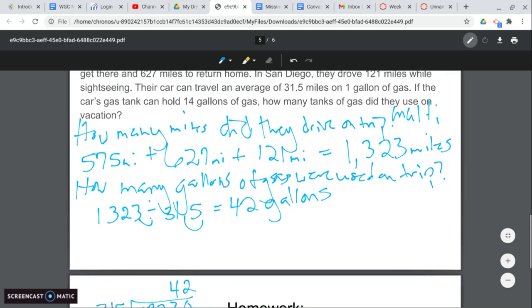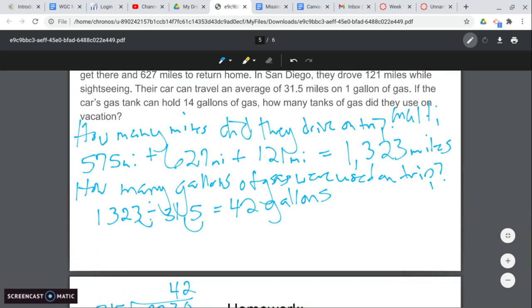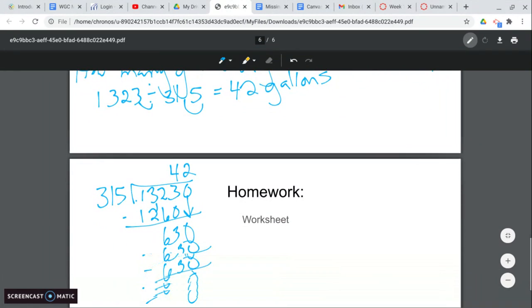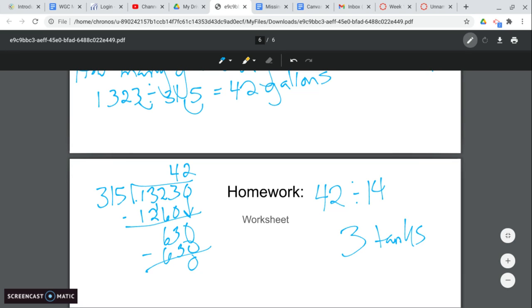Now, the last part of this, we want to know how many tanks of gas did they use on vacation. Well, it tells us the car can hold 14 gallons of gas. We know they used 42 gallons. So we're going to take 42 and divide it by 14. And when we do that, we end up with 3 tanks of gas. So, like I said, these are multiple step problems. There's a lot of different parts you have to go through to get to that final answer. We have to find these little in-between parts before we can get to the final solution.